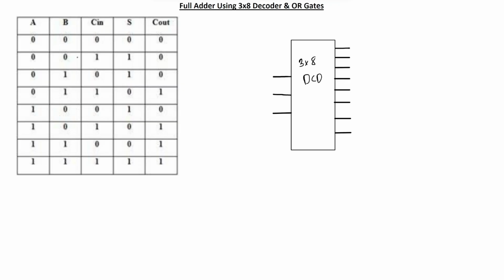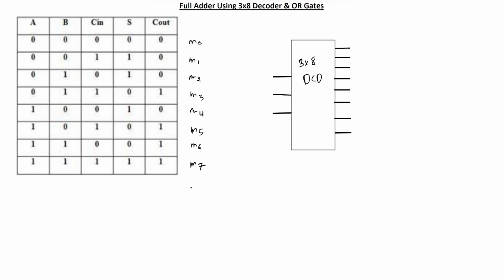So now let's look at the truth table for the full adder. Let's write down our minterms. So we have here M0, M1, M2, M3, and all the way to M7. Now let's look at the outputs, the sum and the carry out.